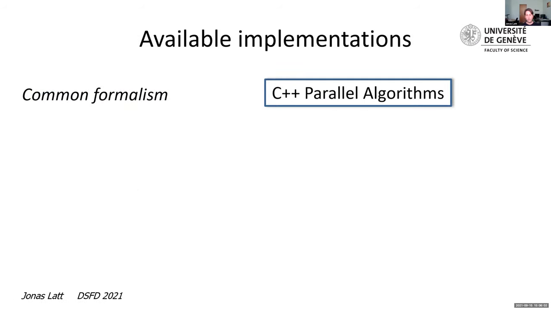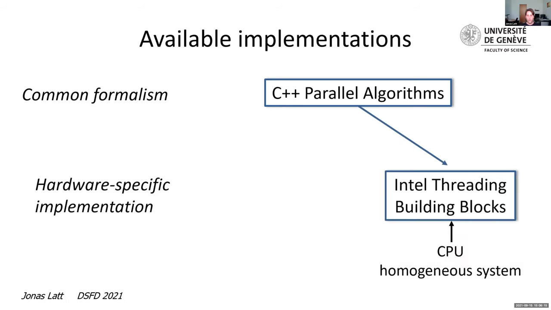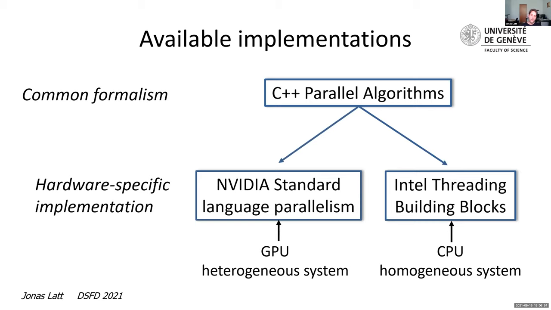So how do you know if your code runs on CPU or GPU or anything else? The C++ language is hardware agnostic, which means it just provides a common formalism to express parallelism. Then you need a specific compiler or an implementation of the standard template library to run on one hardware or another. For example, there is the open source implementation from Intel, called the Threading Building Blocks, which runs parallel algorithms on multi-core CPUs. And then you have the NVIDIA compiler, which compiles parallel algorithms to GPU. And then there are other backends, which we have not tested yet.